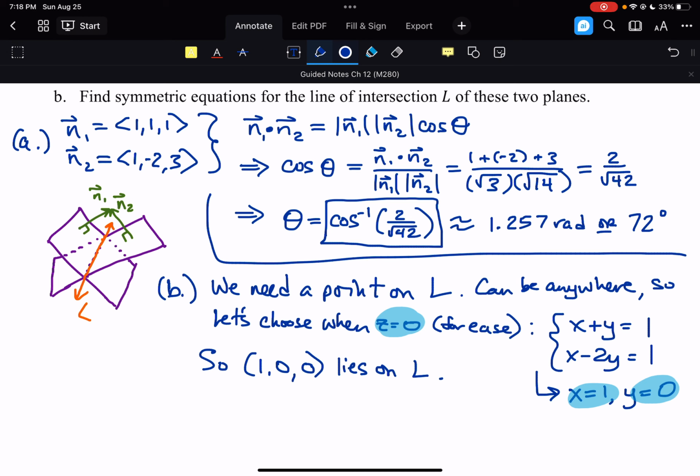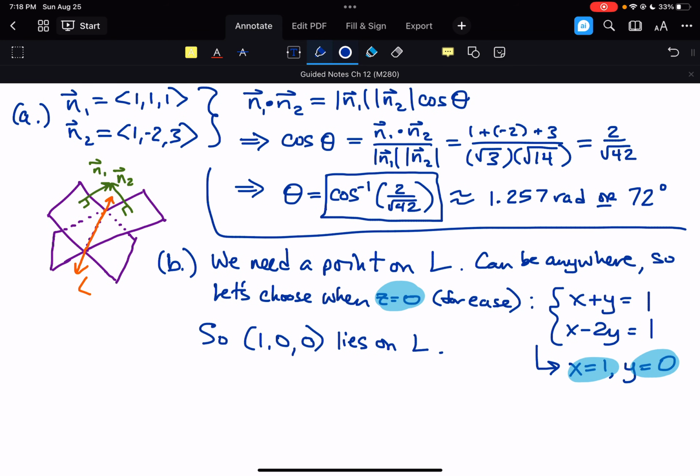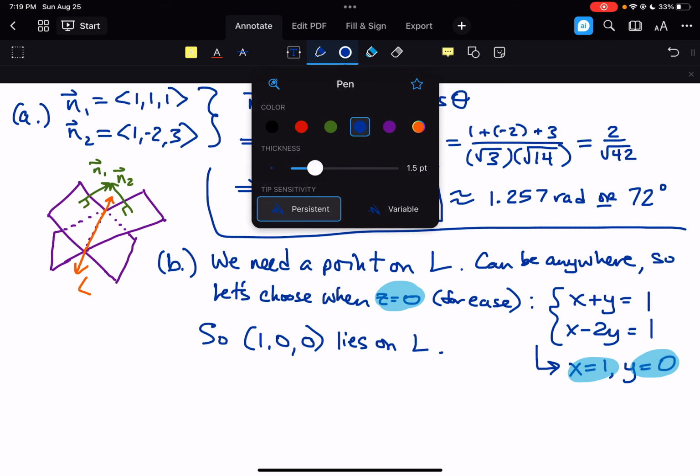And again, it didn't have to be that point. You could have picked a different value and found a different point. Again, there's infinitely many to choose from. Now, the tricky part is figuring out the direction vector. Okay, so for the direction vector, we need to know what direction L is pointed. We know that it lies in both planes, right? So it lies in this plane and it lies in this one. This is where the relationship with the normal vectors comes into play.